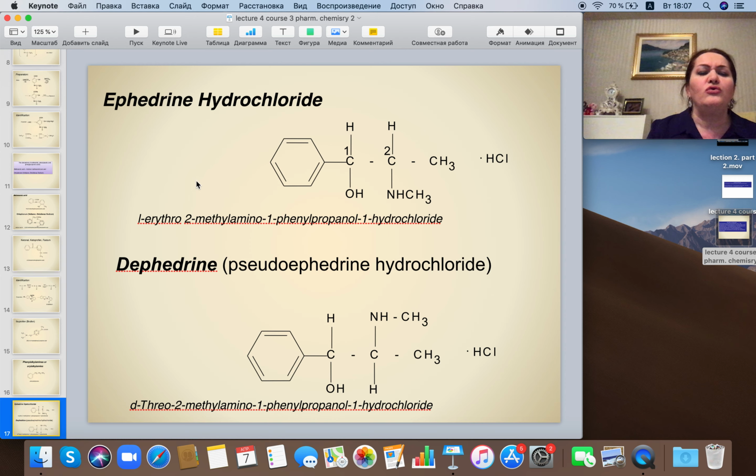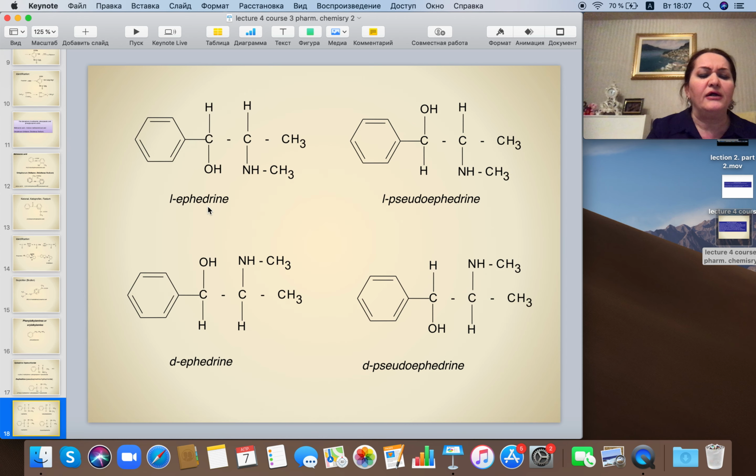But in medicine, except ephedrine hydrochloride, they also use diephedrine, which is pseudoephedrine hydrochloride. Pseudoephedrine hydrochloride is the threo isomer, and ephedrine hydrochloride has two asymmetric carbon atoms, therefore it has four isomers. Ephedrine and pseudoephedrine have L and D forms. You can see L-ephedrine, D-ephedrine, and L-pseudoephedrine and D-pseudoephedrine.